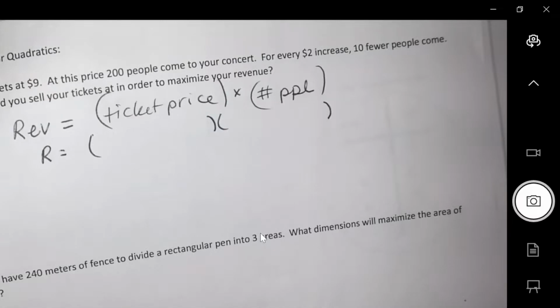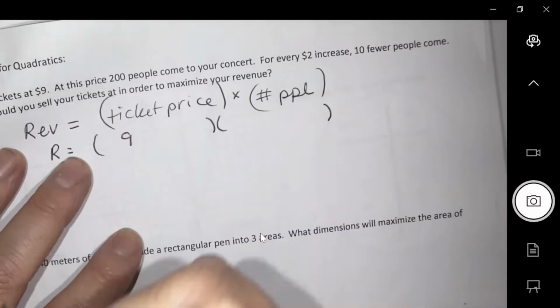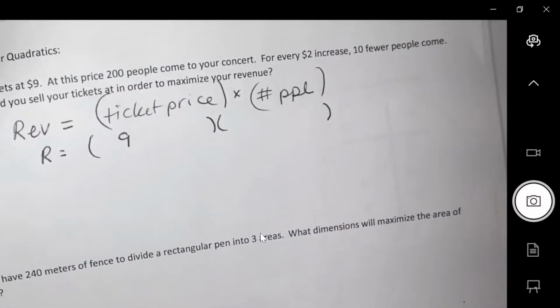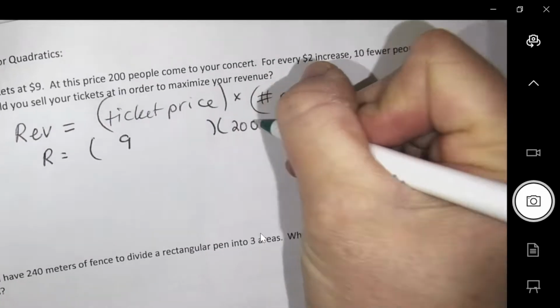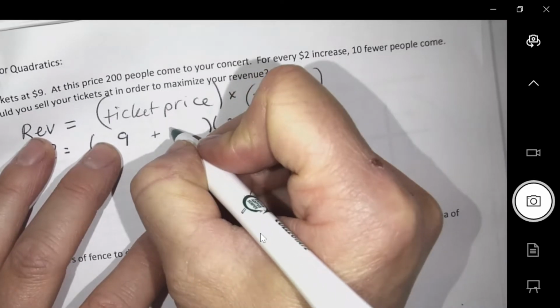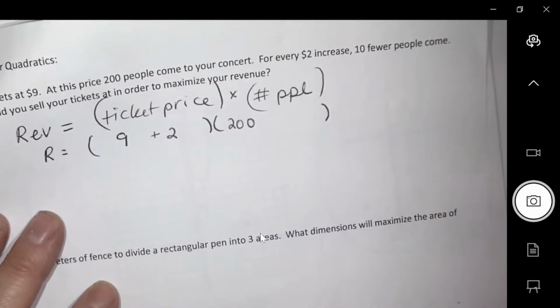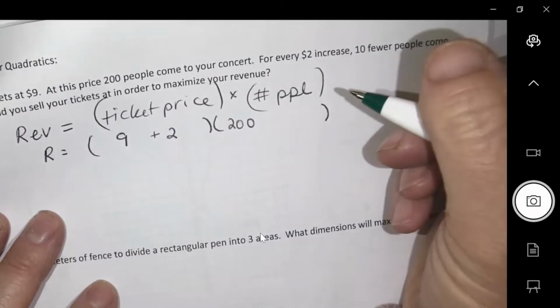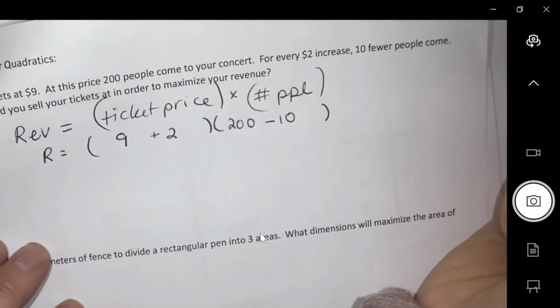Okay, let's talk about how we started. So the ticket price at the start was $9 a ticket. And the people at the start, that means there's 200 people coming. Okay, so what was happening to our ticket price? It said for every $2 increase, 10 fewer people are going to come.